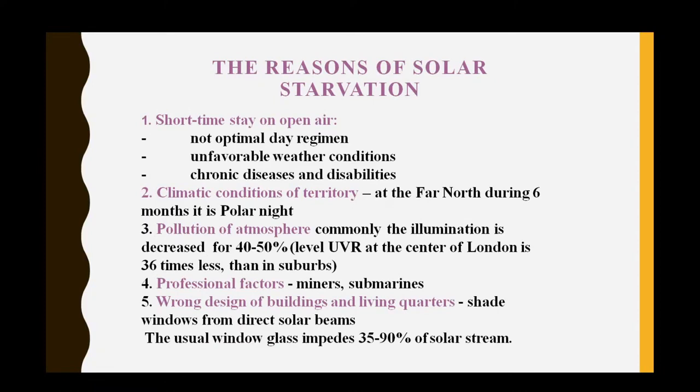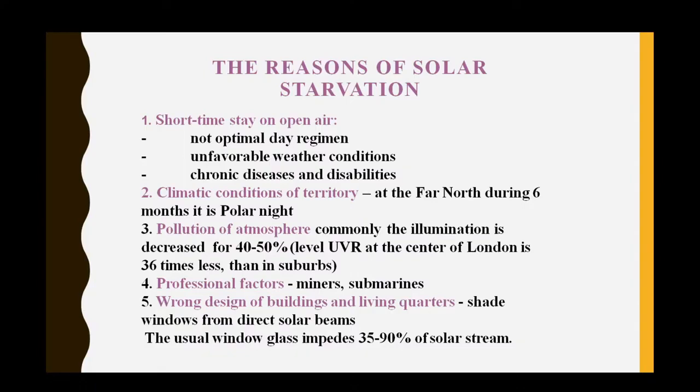The reasons of solar starvation: short time stay in the open air. It may be due to a non-optimal day regime, unfavorable weather conditions, chronic disease and disabilities. Climatic conditions of the territory, for example, in the far north, where during 6 months it is polar night. Pollution of the atmosphere, commonly the illumination is decreased by 40-50%. The level of ultraviolet radiation in the center of London is 36 times less than in the suburbs.